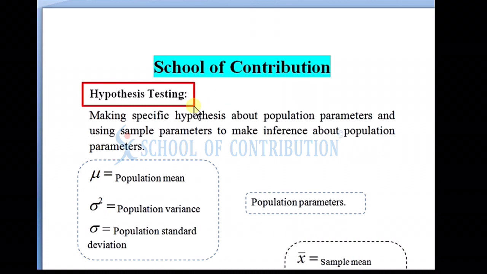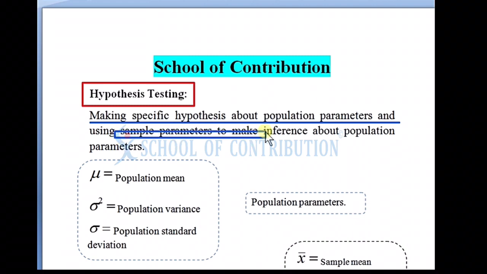Today we are going to discuss what is hypothesis testing and different types of hypothesis. Hypothesis means making specific hypotheses about population parameters and using sample parameters to make inference about population parameters.